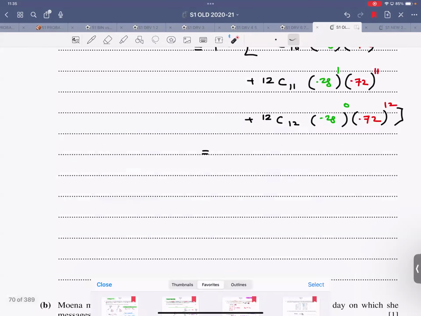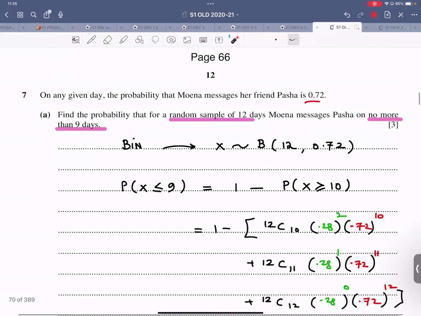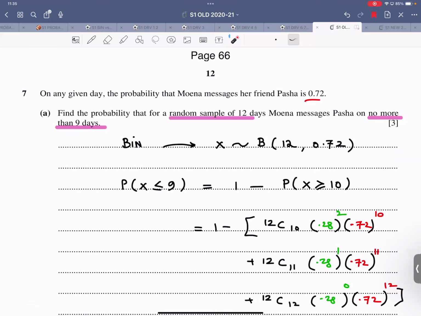Okay, let's see. Something like this. On any given day, the probability that Moina messages her friend Pasha is 0.72. Find the probability that for a random sample of 12 days, binomial, Moina messages Pasha on no more than 9 days. So that is at most 9, correct? At most 9 means no more than 9 days.